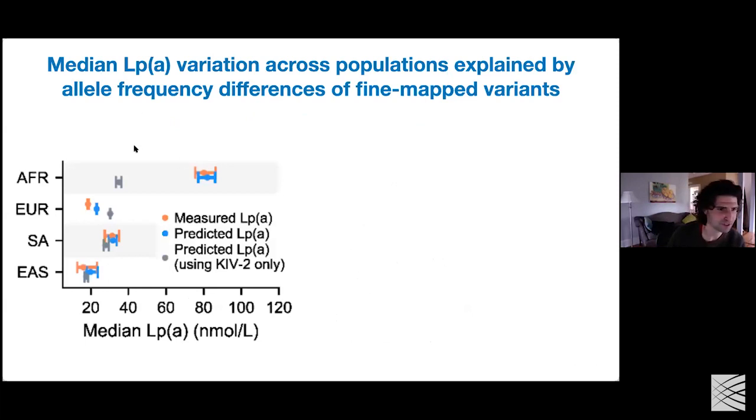So here, for each of 4 continental populations, I've plotted median LPA from direct measurement in orange, from our genetic predictor for LPA in blue, and predicted from KIV2 only in gray. And as you can see, there's this huge difference in measured European and African LPA and in our genetic predictions for LPA among Europeans and Africans, but the KIV2 alone really can't account for this.